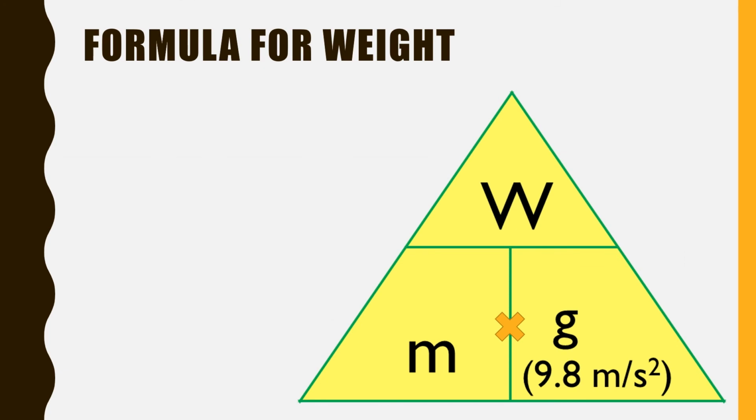So here we have the formula for weight. Weight is equal to mass times little g, but look at that, 9.8 meters per second squared, little g is acceleration in disguise. So basically, it's the same thing as the formula for force. So let's play around with this for a minute.